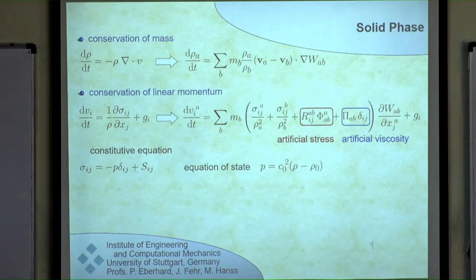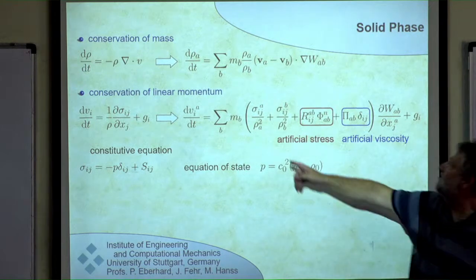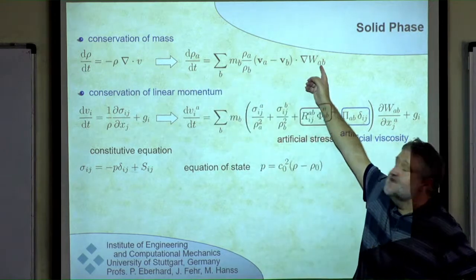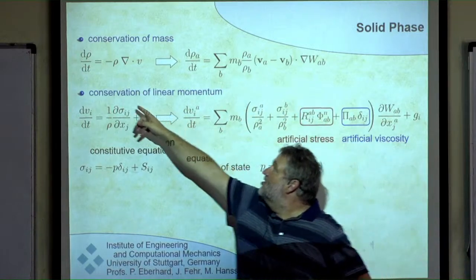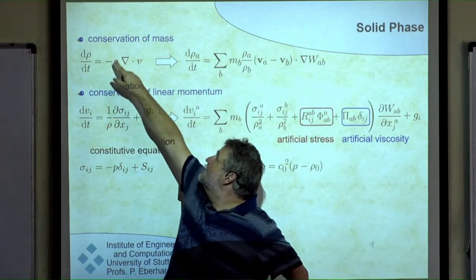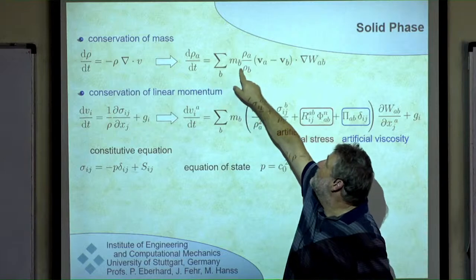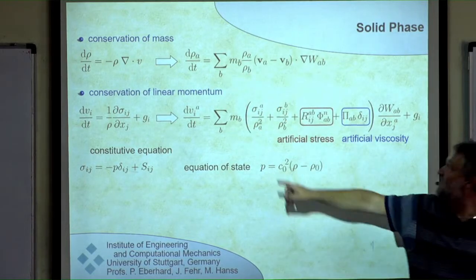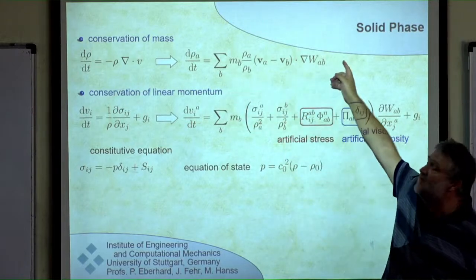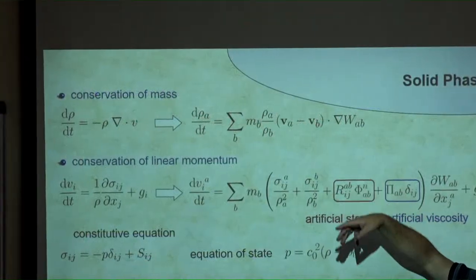For example, the conservation of mass. The first differential equation is on the very left top. And this conservation of mass is changed to this equation here. So this is the SPH form of the conservation of mass. So you basically get rid of derivatives here and replace them by summations here somehow. And this formula is then evaluated for all particles for every time step.